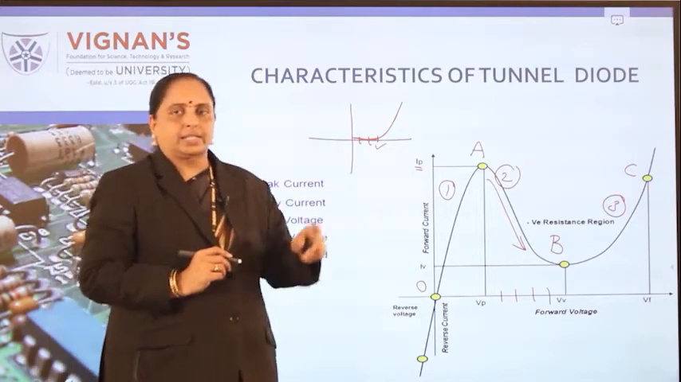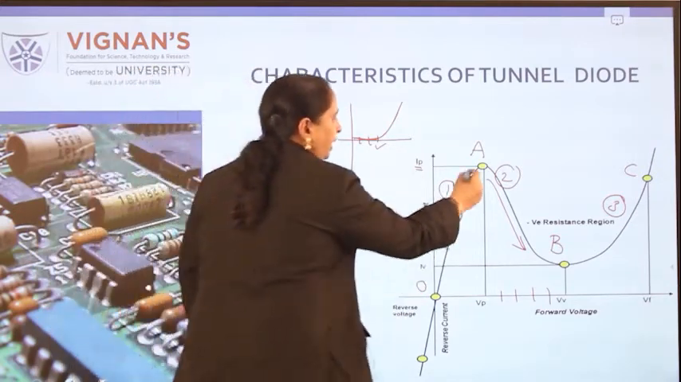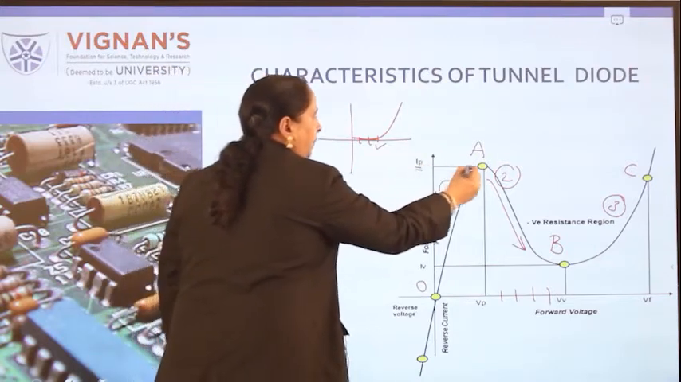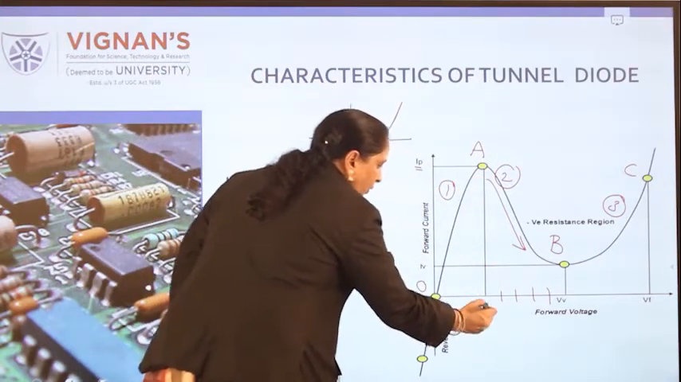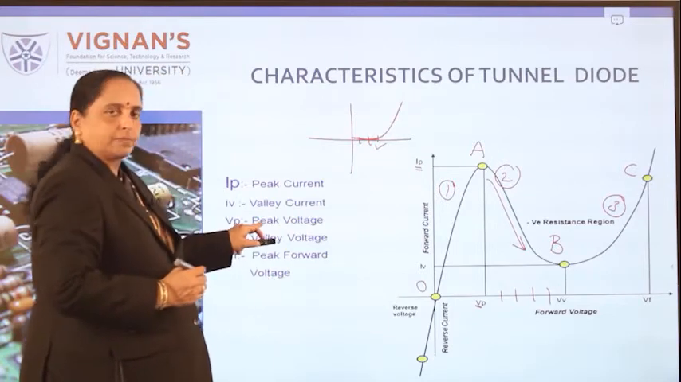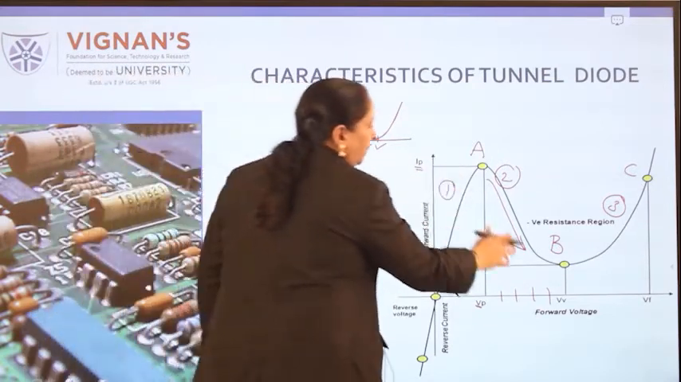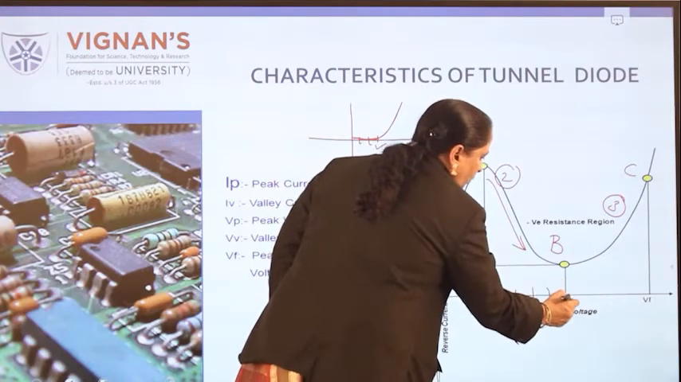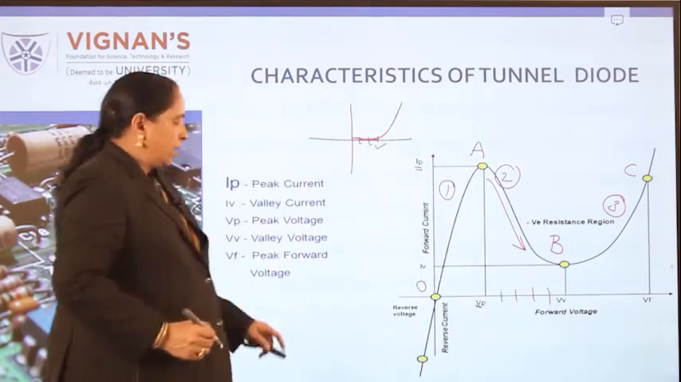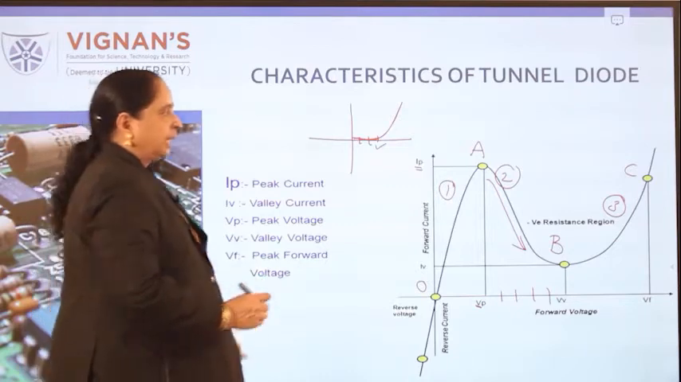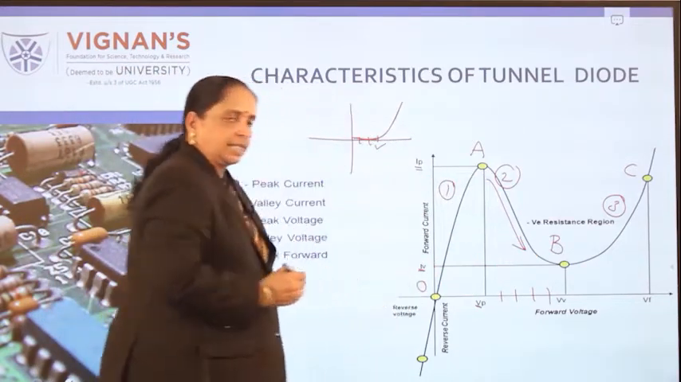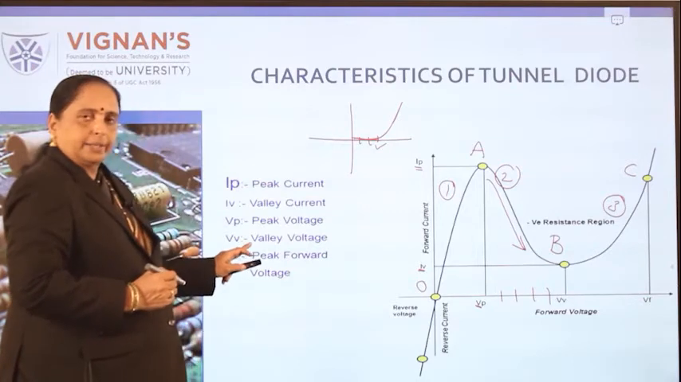Discuss the characteristics. From O to A, a high peak tunneling current can be expected at IP, and this particular voltage is known as the peak voltage. Then from A to B, the current falls with a sharp rise in voltage. This voltage is known as VV, the valley voltage. Then the current also falls at this particular place. This is known as the valley current.